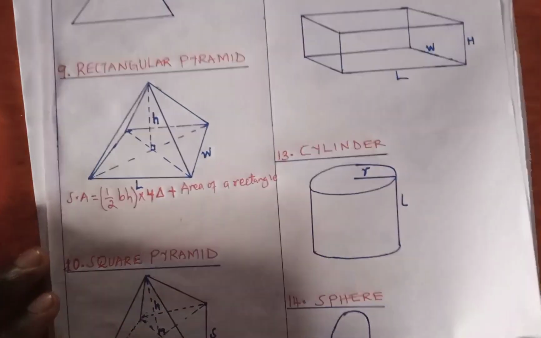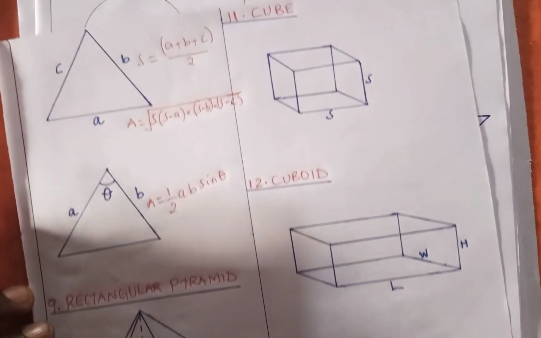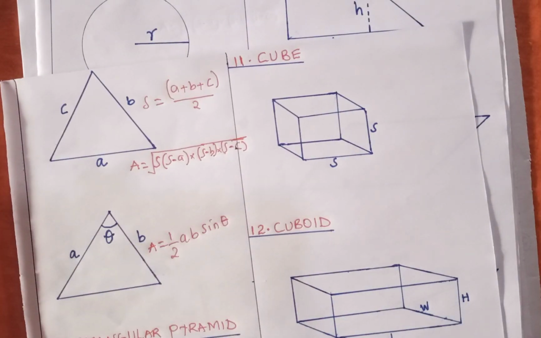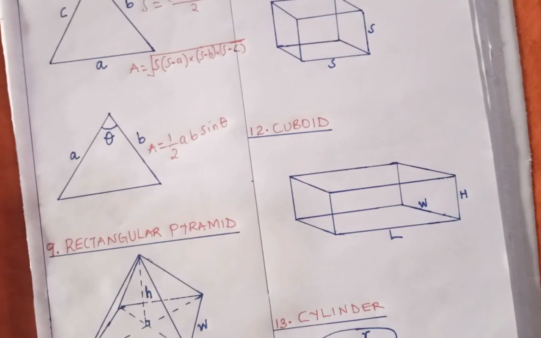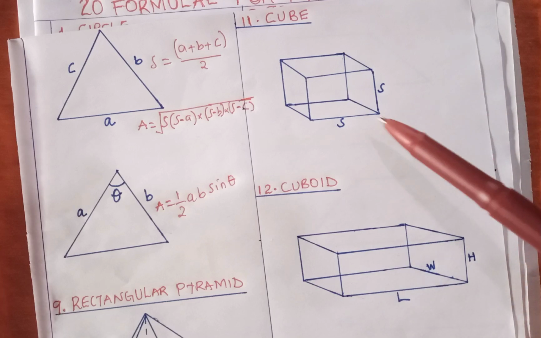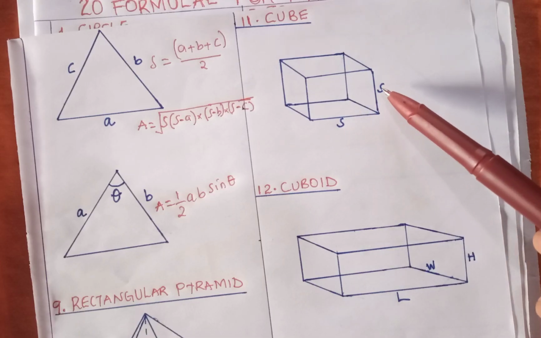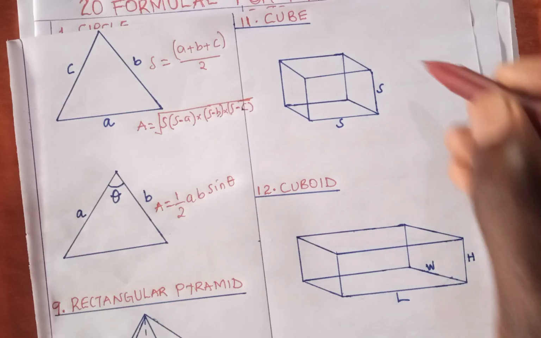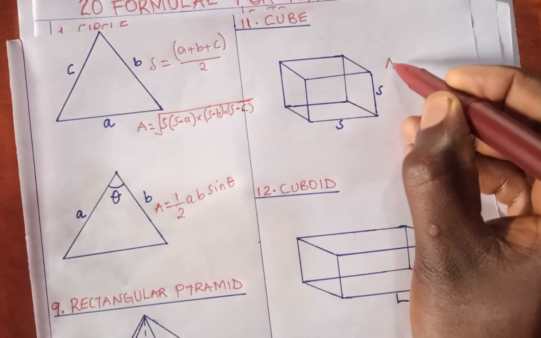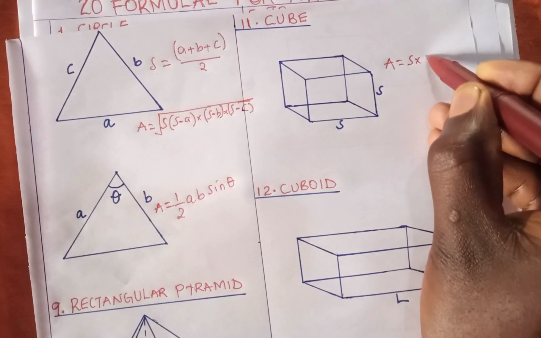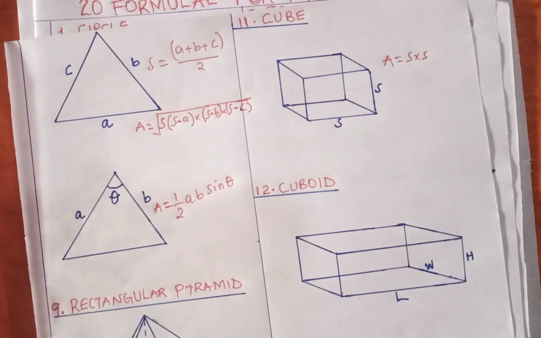So the next one that I want us to look at is a cube. A cube looks like this, and all the sides of a cube are equal. That is why I have side times side. It simply means that this side is the same as this side. So for the area of a cube, we will say that the area of a face is going to be side times side, and of course we count the number of faces that we have here.